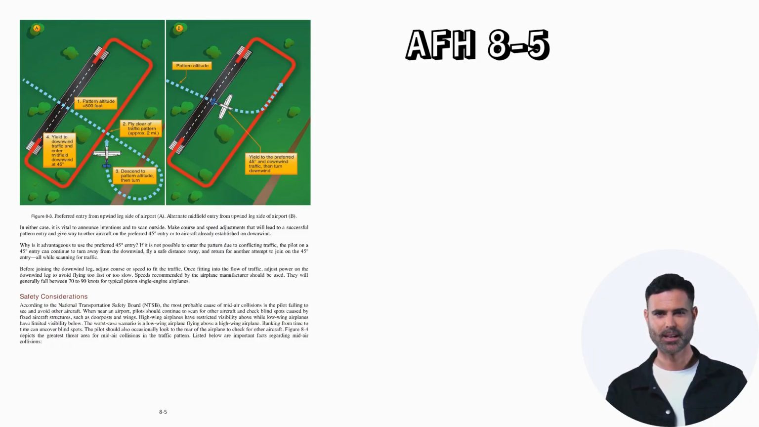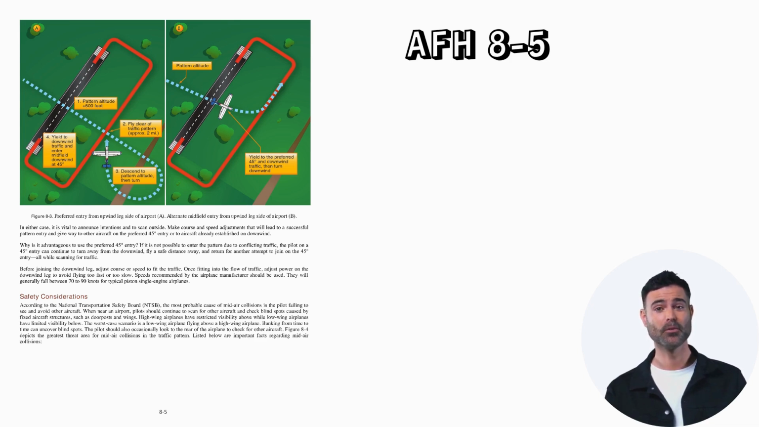In either case, it is vital to announce intentions and to scan outside. Make course and speed adjustments that will lead to a successful pattern entry and give way to other aircraft on the preferred 45-degree entry or to aircraft already established on downwind. Why is it advantageous to use the preferred 45-degree entry?